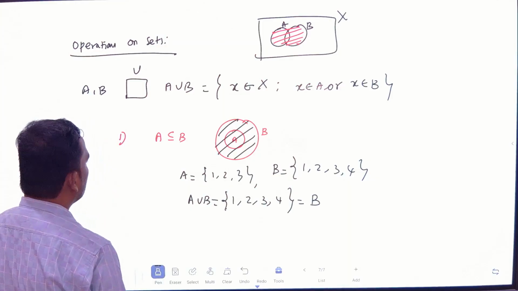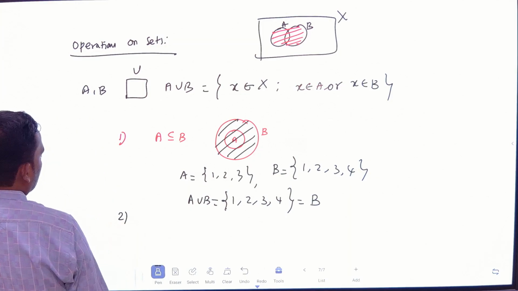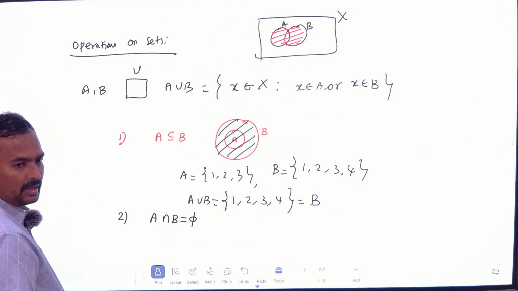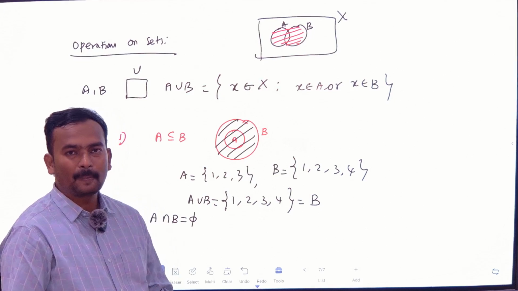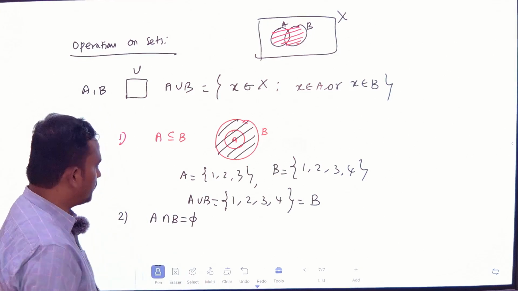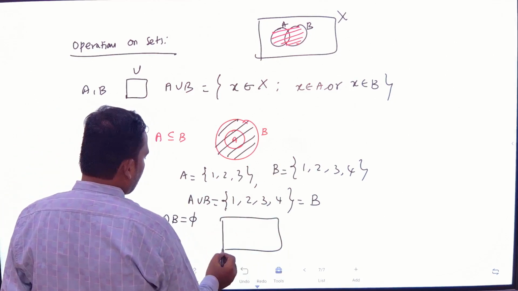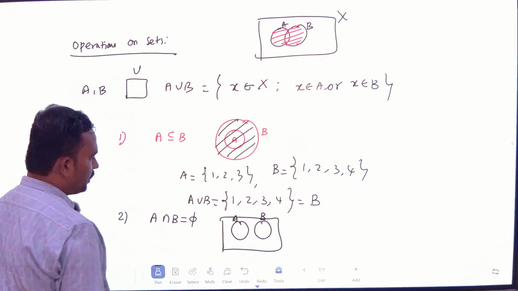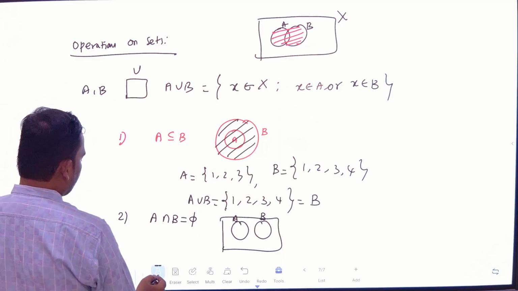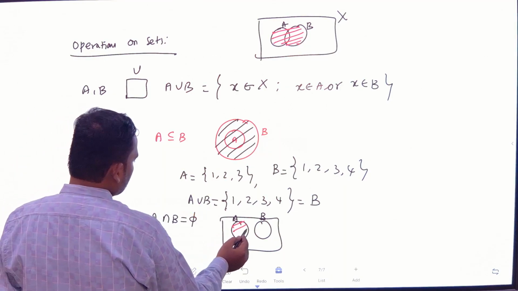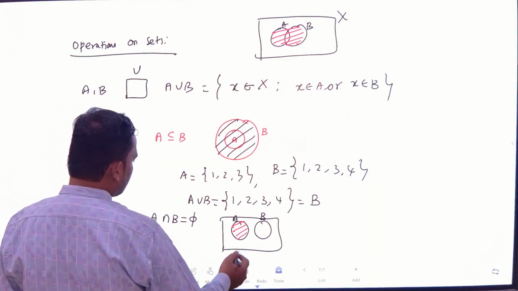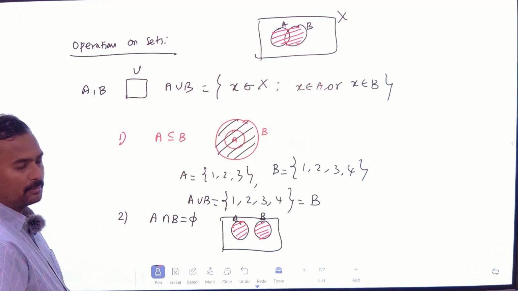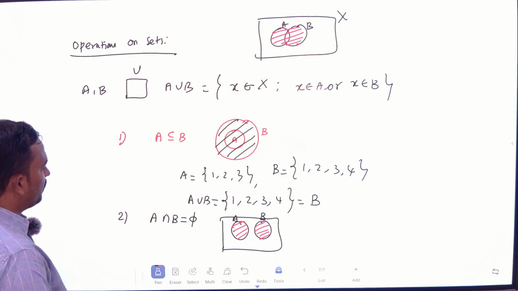A union B. Second case, suppose A intersection B is empty. A intersection B is empty means what? They are disjoint, right? Suppose I am taking here A, here is B. There are no common elements, right? Disjoint. What is A union B? A union B here is the collection of elements in A and B separately. So joining these two sets' elements, that is A union B, right?